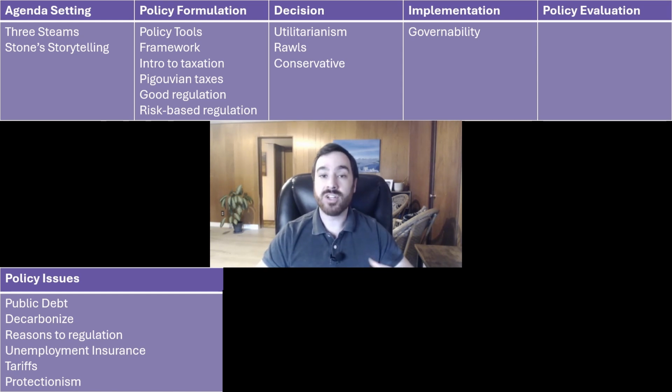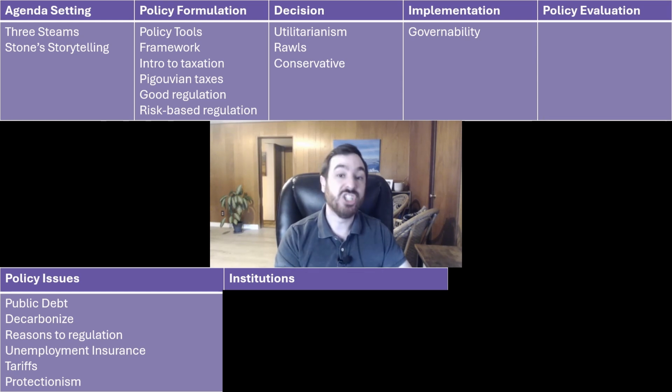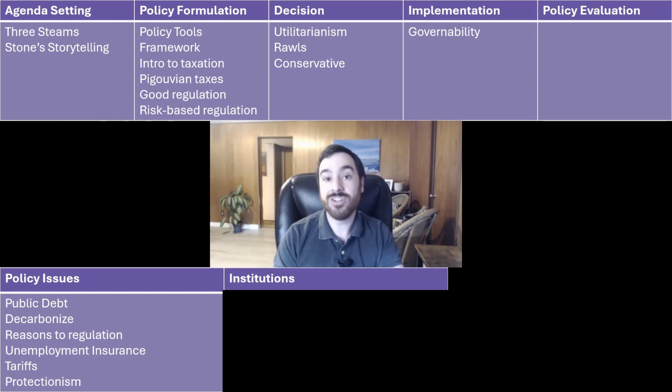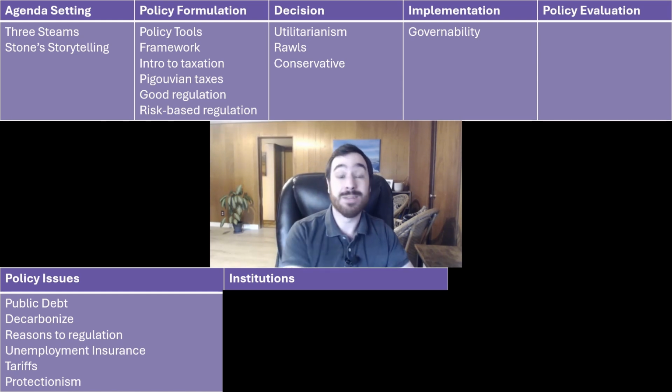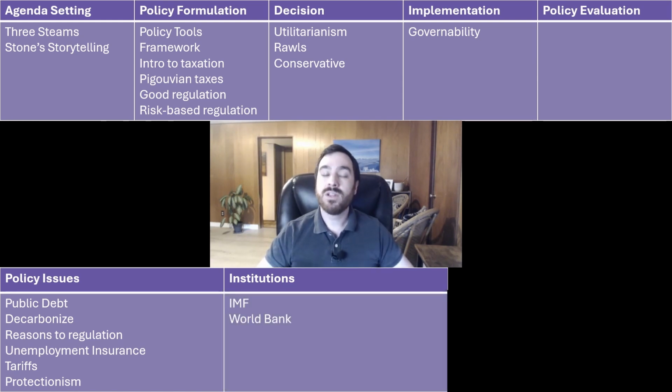I also have looked at different institutions. International institutions can play a big role in public policy. Again, they can help determine the agenda. They can have implications for what different policy options would lead to. They can help or hinder implementation. They can certainly impact how decisions are made, and they can do a lot of policy evaluation themselves. So they're really important in the field of public policy. And so far I've done 2 videos, one looking at the World Bank and one looking at the IMF.